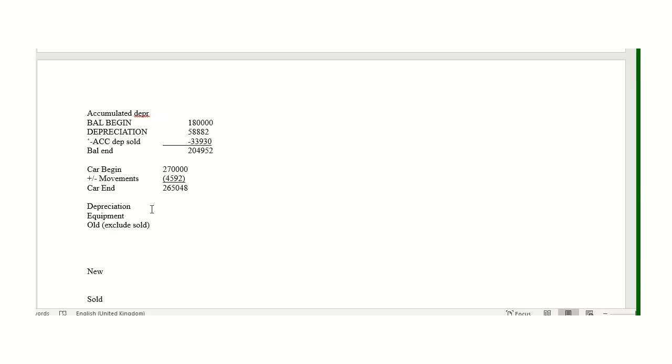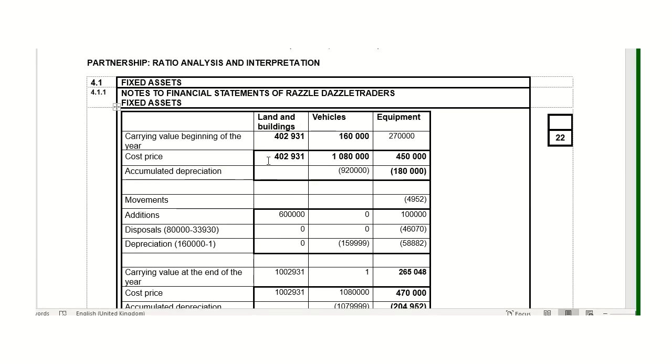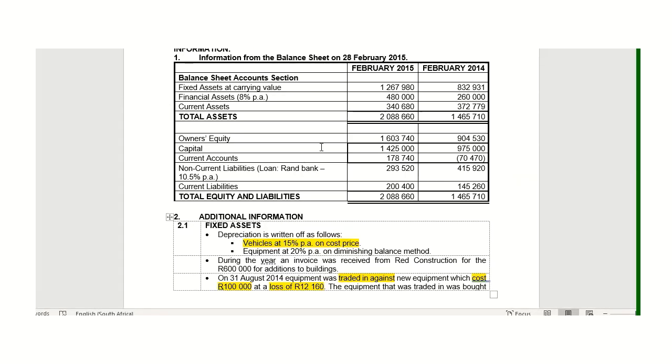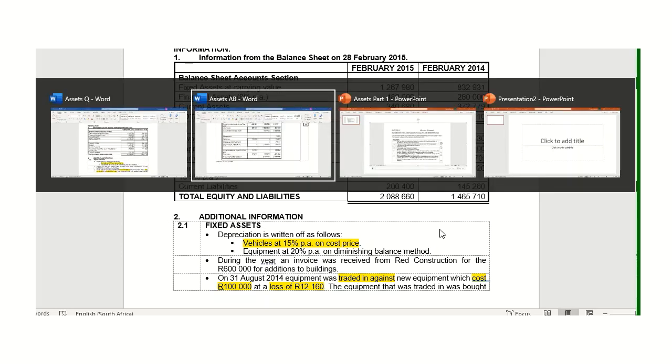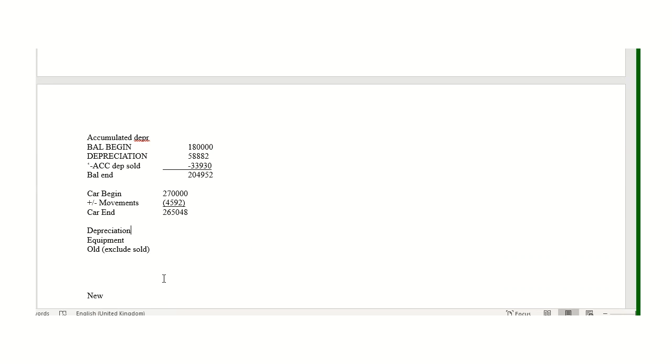The method we use is very important for equipment. Let's just go back to the question. Equipment is 20% on diminishing balance. Diminishing balance, same thing as carrying value, same thing as book value. It just means cost minus accumulated depreciation. So equipment, 20% on diminishing balance. So the depreciation is 20% diminishing balance. Let's do it complete.